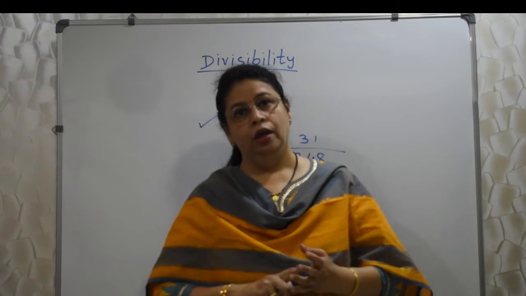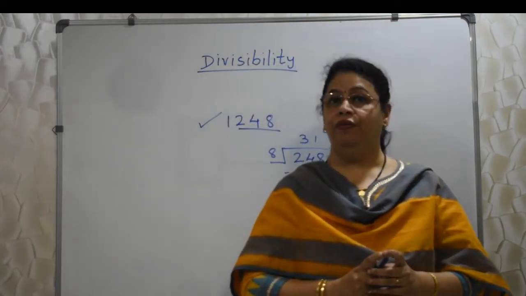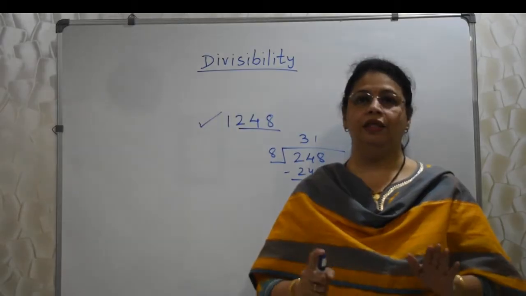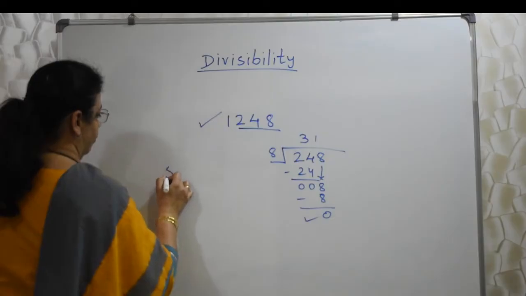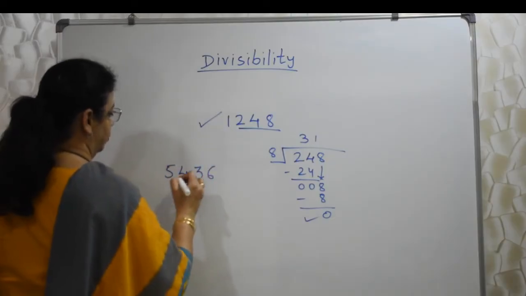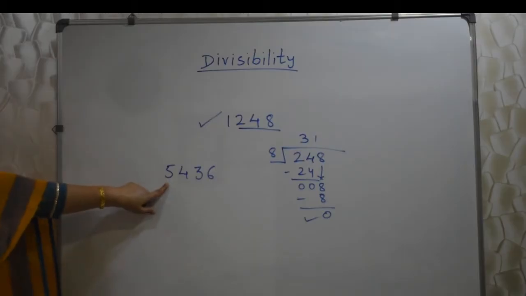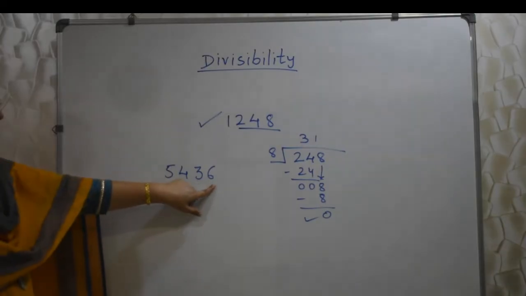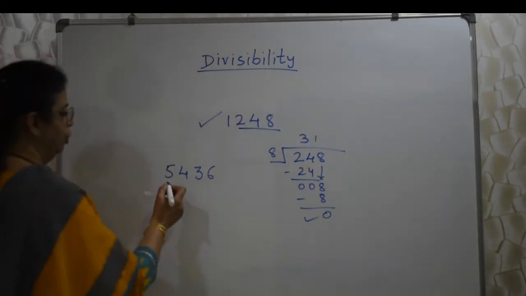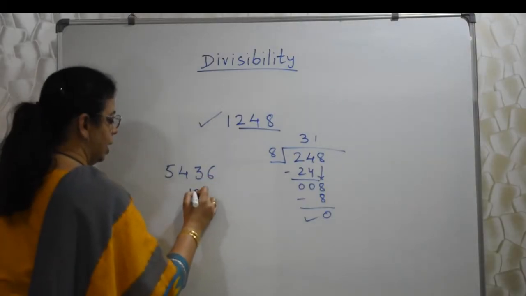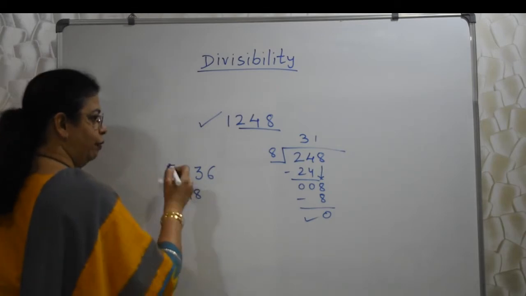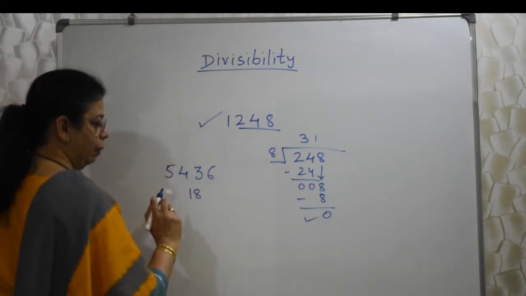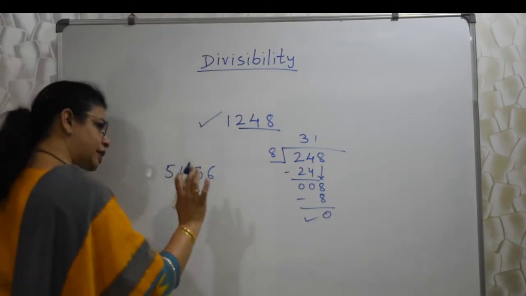Okay students, divisibility of 9, which is exactly similar to divisibility of 3. Suppose we take one example. This is the one. In case of 3 also, what would we have done? Added all these numbers, 5 plus 4 plus 3 plus 6. Then the answer is how much? Answer is 18. If this is divisible by 3, then we would have said yes, this is completely divisible by 3, the entire number. Okay.